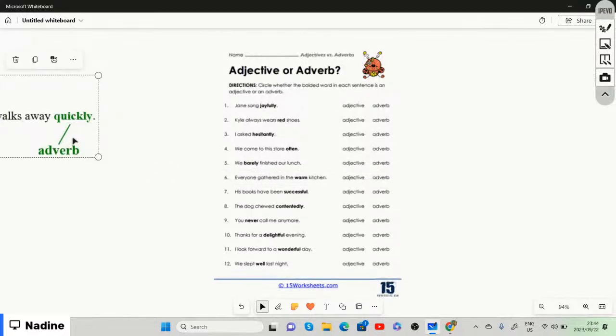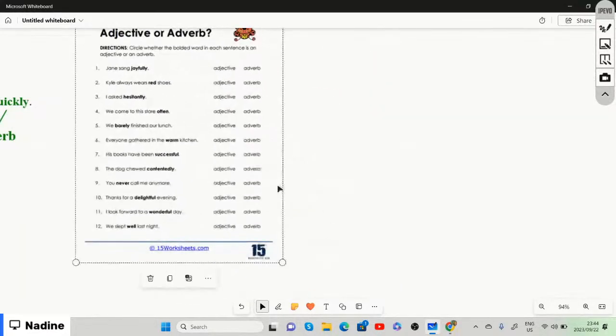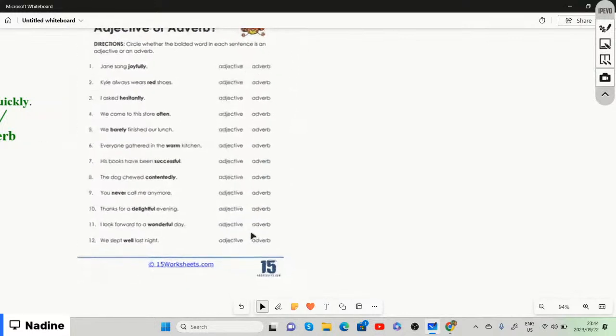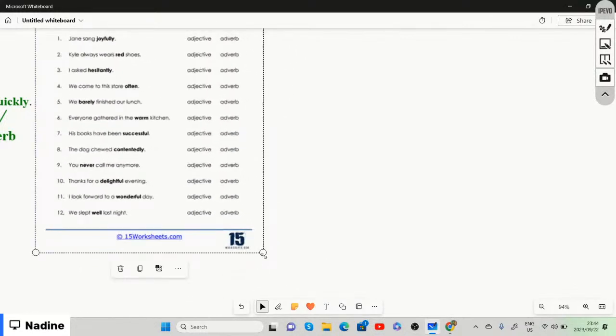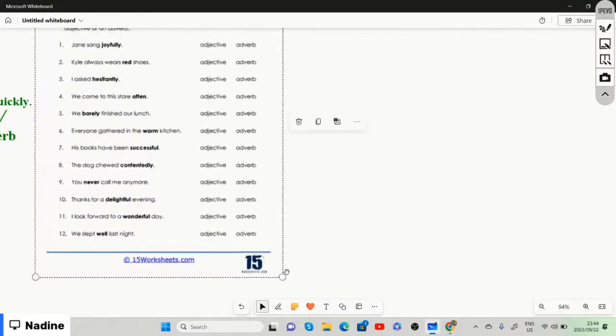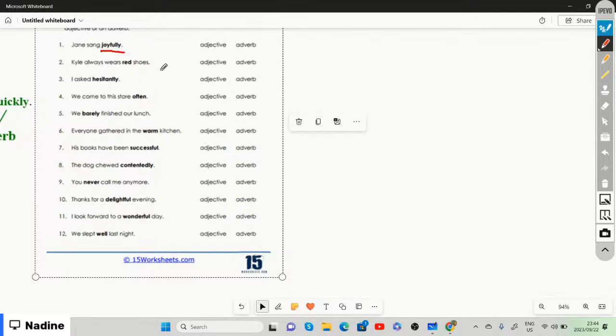All right, so now we're going to look at this activity in front of us. You're going to have to say if the word in bold is an adjective or an adverb. Jane sang joyfully. So is this an adjective or is it an adverb?